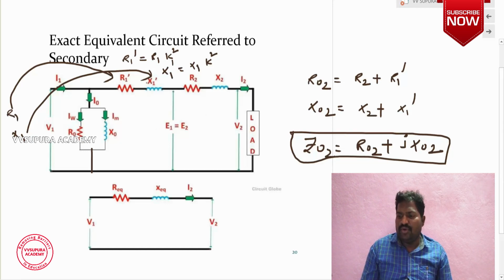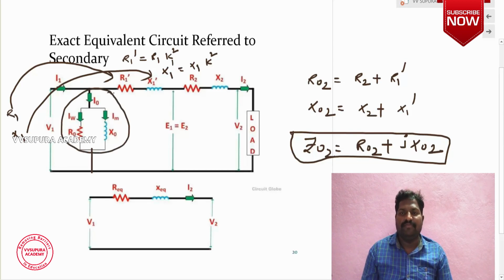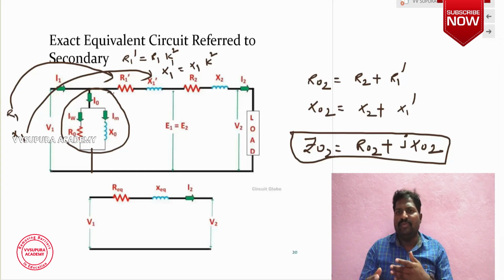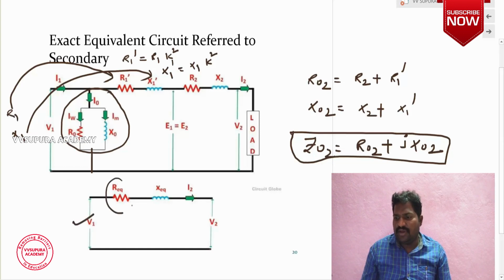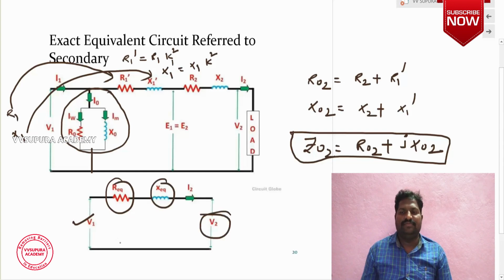If the no load current is neglected, actually the no load current is very small, so if you neglect that, the equivalent circuit will be further simplified, and it will be V1 the primary side voltage, R equivalent, X equivalent, and the secondary side voltage. This is the reduction of the equivalent circuit of a single phase transformer.